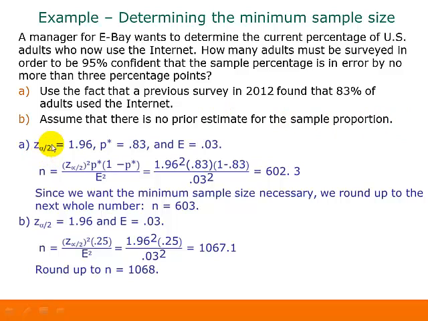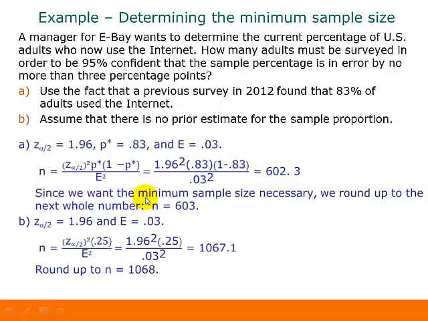So for part A, we already found a critical value for 95% confidence interval is 1.96. In this one, we're using our prior estimate of 83% or 0.83, and our margin of error that we want is 0.03. That comes from up here where we said we wanted the sample percentage to be in error by no more than 3 percentage points. 3 percentage points is saying 3% for our margin of error. So again, we have to convert that to a decimal form. In this case, since we have a prior estimate, we're using the first formula. So we have 1.96 squared times 0.83 times 1 minus 0.83 divided by 0.03 squared. And that gives us 602.3.